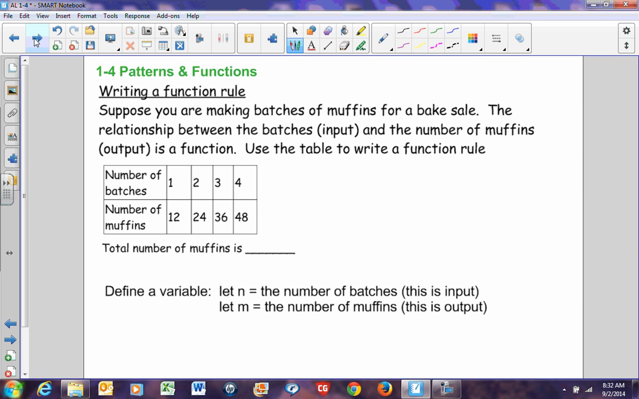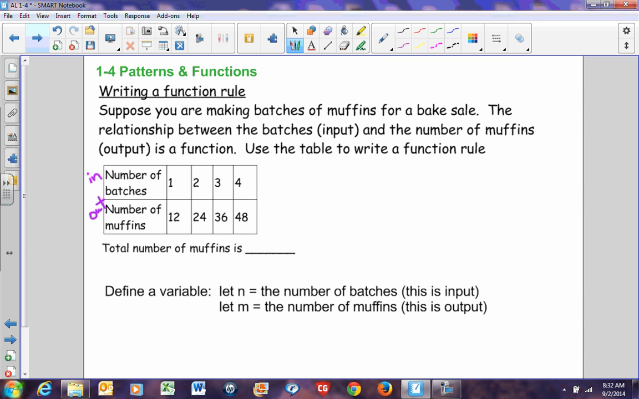Let's look at an example. We're going to write a function rule. Suppose you're baking batches of muffins for a bake sale. The relationship between the batches, the input, and the number of muffins, the output, is a function. So this is my input, and this is my output. We're going to use this table to write a function rule.